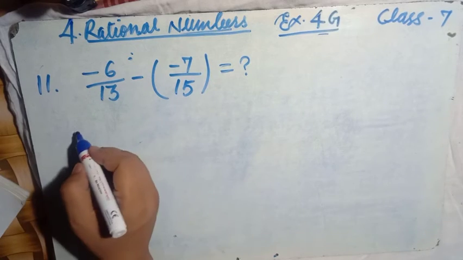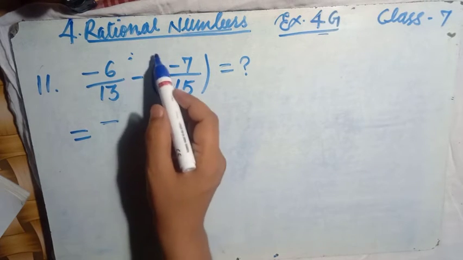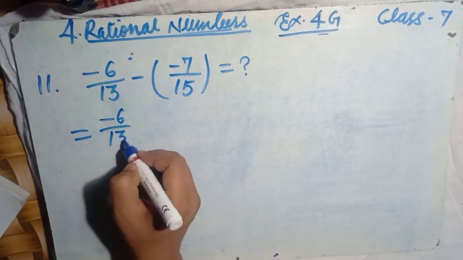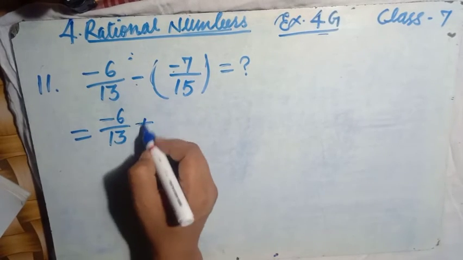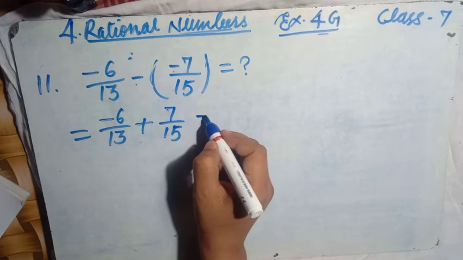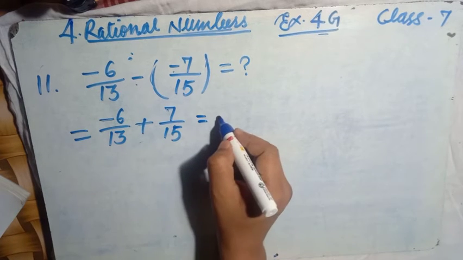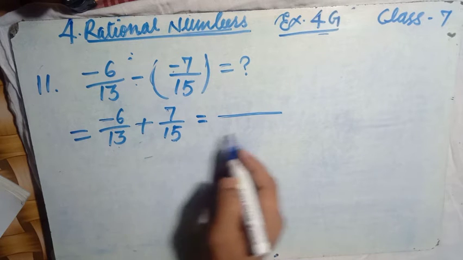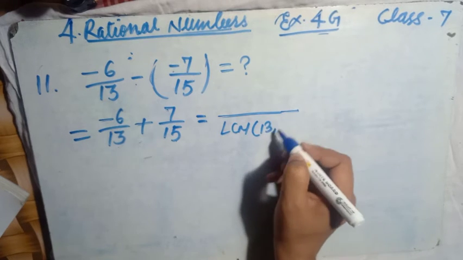Now see friends, question number 11: minus 6 by 13 minus bracket minus 7 by 15. This can be written as minus 6 by 13 as it is. Here is the minus and here is the minus, and bracket means multiply. Minus into minus is plus 7 by 15. Now we have to take the LCM of the denominators 13 and 15.